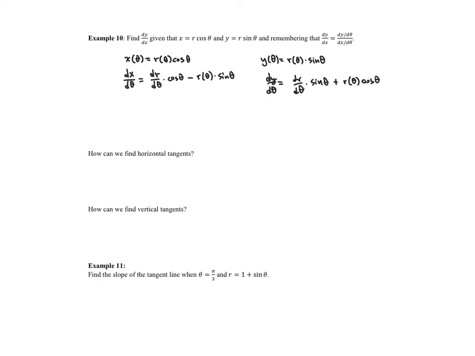How can we find horizontal tangents? We just talked about that. We would find where dy d theta equals 0 and dx d theta is not equal to 0. And then we would find, of course, for vertical tangents, dx d theta equal to 0 and dy d theta not.